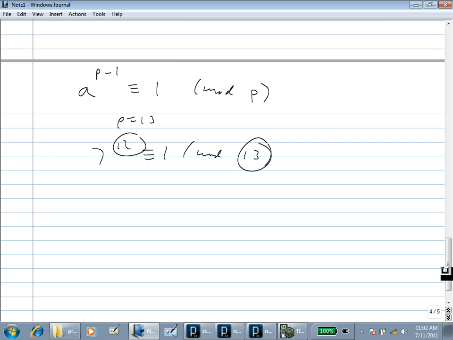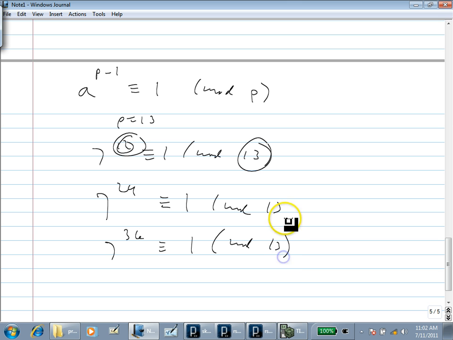Here's a bit of a corollary to Fermat's little theorem. If I raise 7 not to the 12th power, but to the 24th power, or to the 36th power, I would also get 1. And that's basically because 7 to the 24th is the same thing as 7 to the 12th to the 2nd power. So if 7 to the 12th became 1, this is in mod 13.